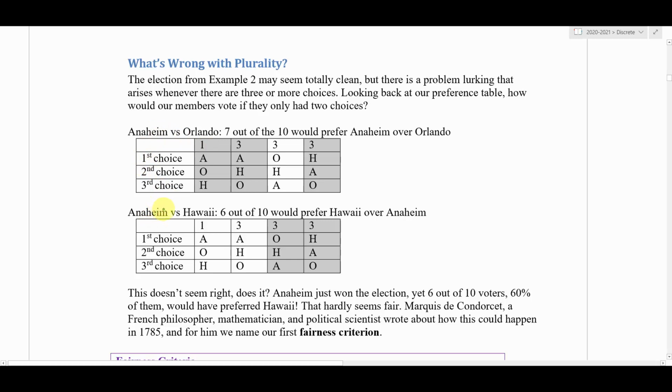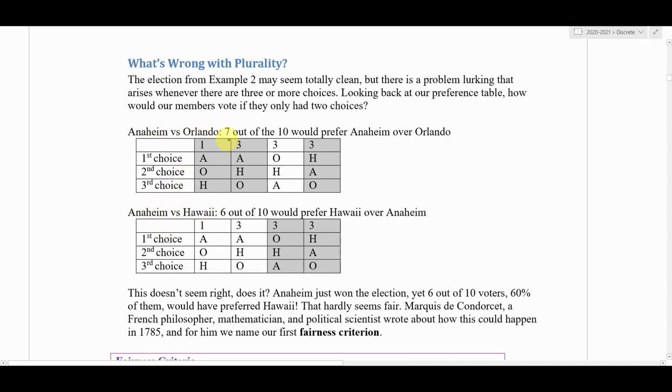Okay, and what we're going to do here, just to show you what's going on, is we're just going to do one-on-one matchups. So we're going to take a look at what happens, like, what if Anaheim and Orlando were the only 2 choices? What would they prefer? What about Anaheim versus Hawaii? So if I just put those 2 head to head, which place would the people pick? All right. So I'll start with Anaheim versus Orlando, and then we'll take a look at Anaheim versus Hawaii, because this is where the problem occurs.